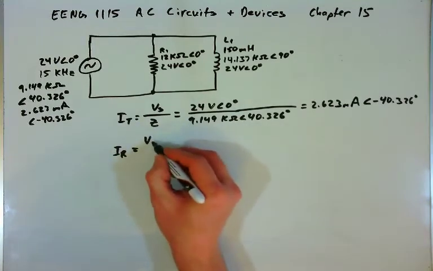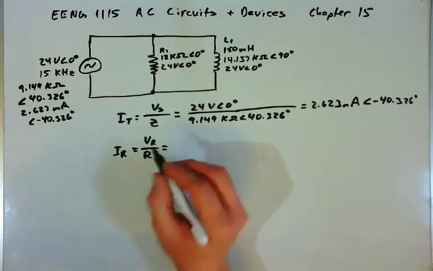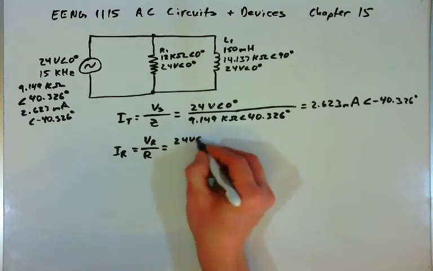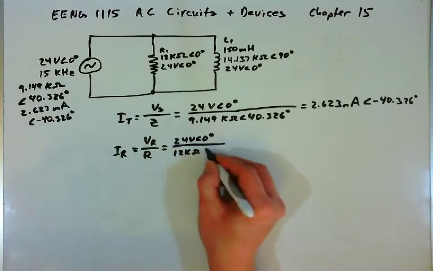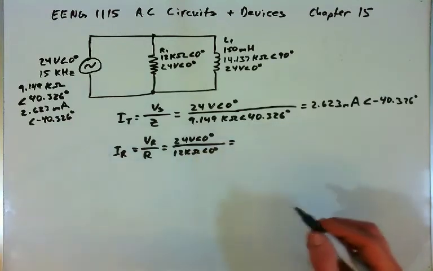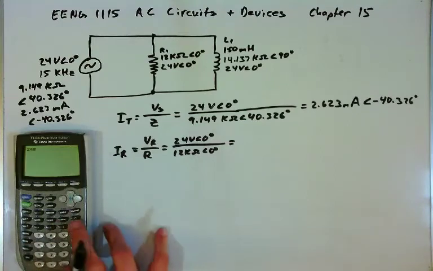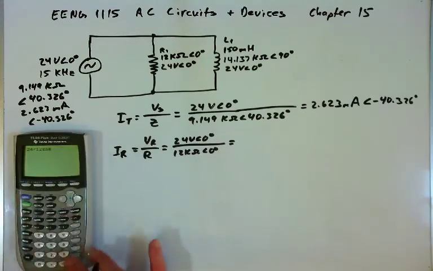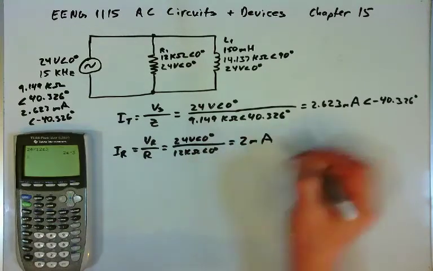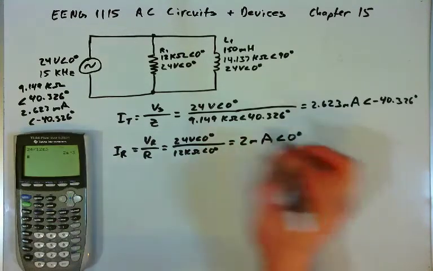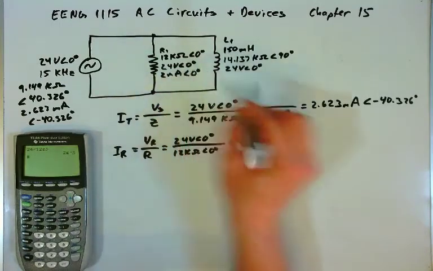Current through the resistor will be the voltage drop across the resistor divided by the resistance. And so we have 24 volts at 0 degrees. The resistance is 12 kiloohms, also at 0 degrees. And so I think I can guess it's going to be 2 milliamps. We have 24 volts divided by 12 kilo, which is 2 milliamps. Subtract the angle, 0 minus 0 is 0. So the current through the resistor is 2 milliamps at 0 degrees.